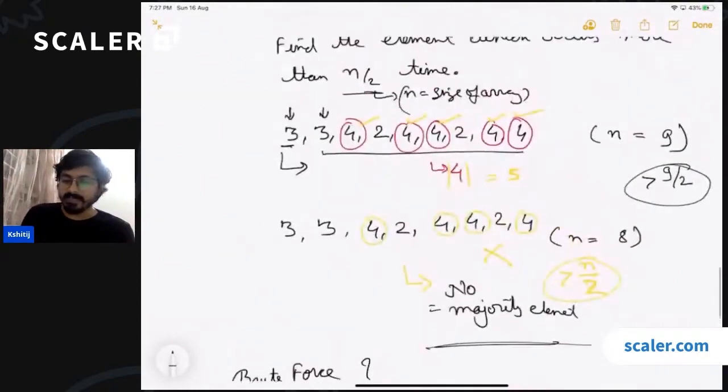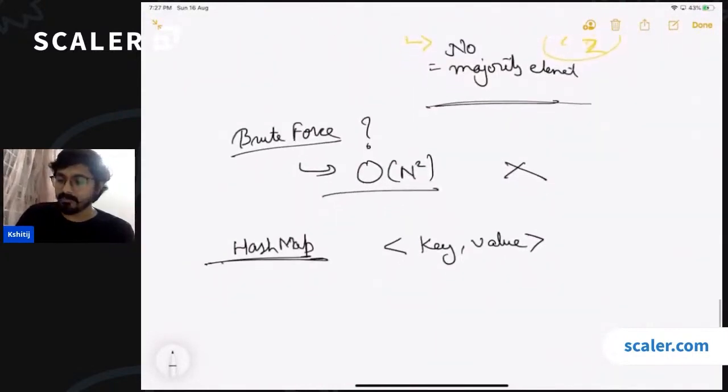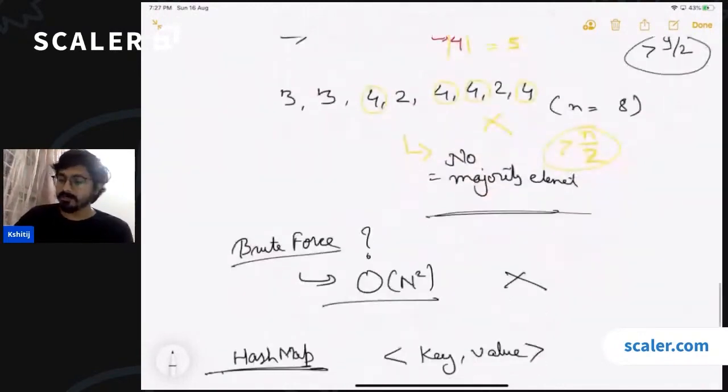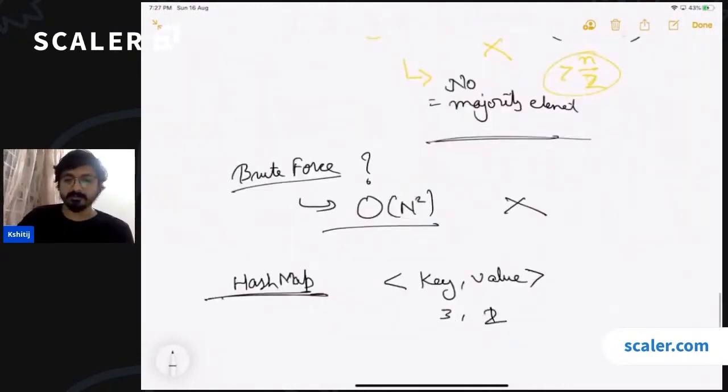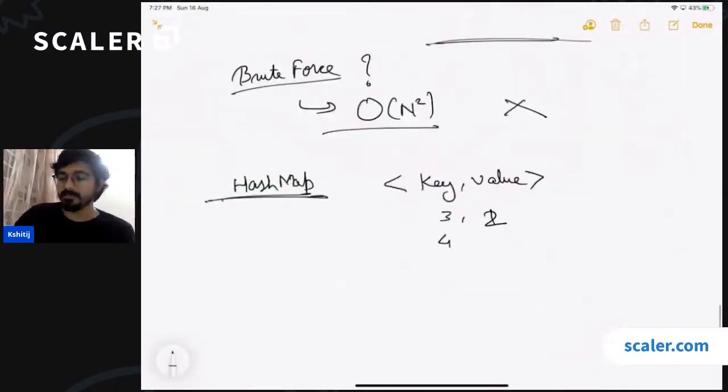Now every array element becomes the key and the frequency becomes the value. So against 3, you keep 1. Then you again go to 3. You see that 3 has already occurred in the hash map. You increase the frequency. Then you go to 4. 4 has not occurred yet. You keep it and you put 1 here.